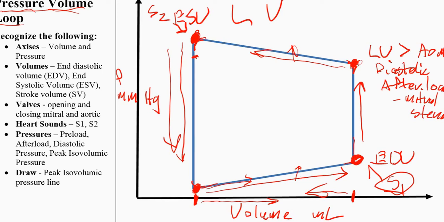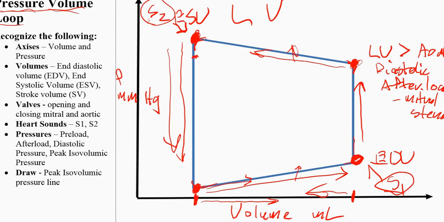And again, these valves open and close based on pressures on both sides. So the pressure in the aorta is now higher than the pressure in the left ventricle, and so that valve closes. We get the S2 heart sound. That's the sound of that.